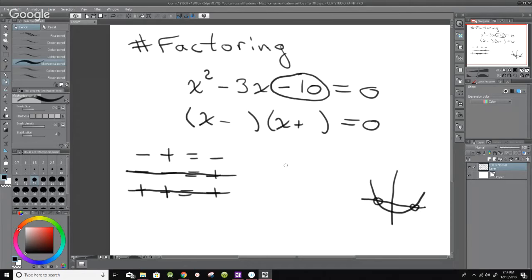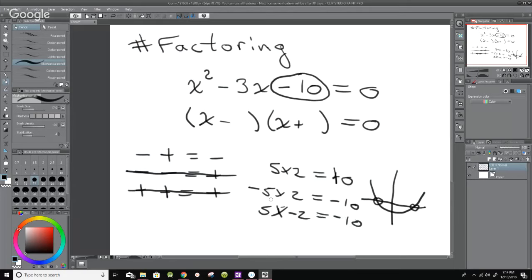So let's look at the number 10 and think what two numbers we could multiply together to give us 10, that if we add them in some way would give us a negative 3. Well, 5 times 2 is 10. But ours is a negative 10, and negative times positive is a negative. So we have two options. It could either be negative 5 times positive 2 is negative 10, or it could be a positive 5 times a negative 2 is negative 10.